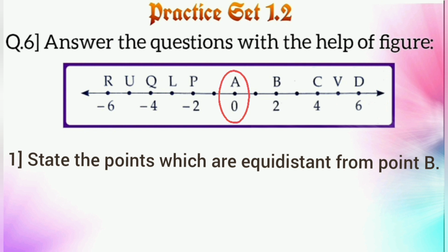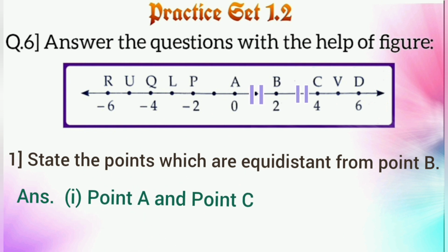First one can be point A and point C, because the coordinate of point A is 0 and the coordinate of point C is 4, and the coordinate of point B is 2. So the distance between 2 and 4 is 2, that means 4 minus 2 is 2, and the distance between 2 and 0, that is 2 minus 0, is also 2. So they are equidistant, meaning the distance from point B of point A and point C is 2. So the answer can be point A and point C.